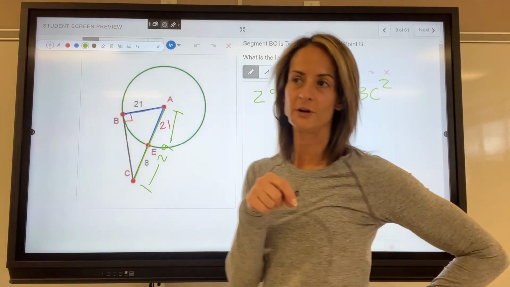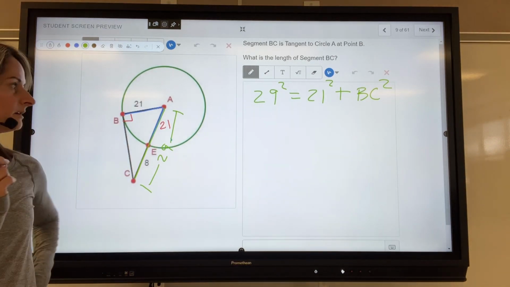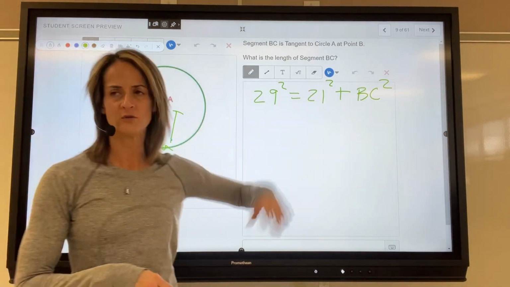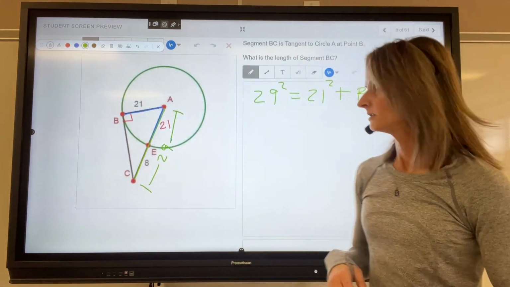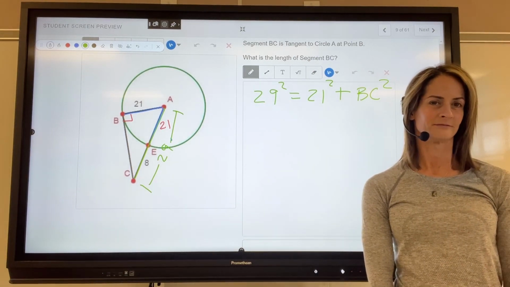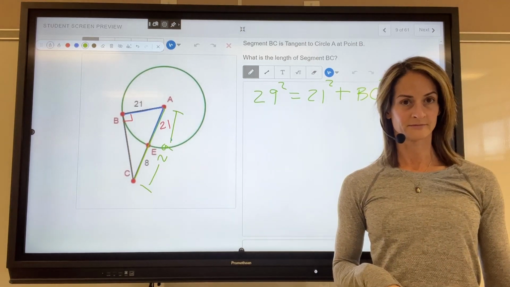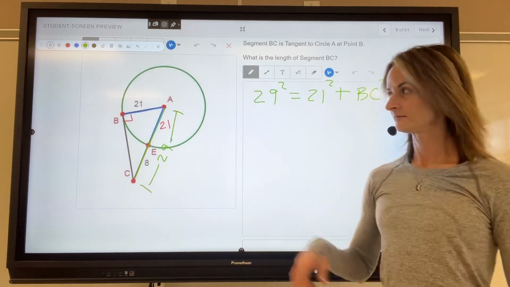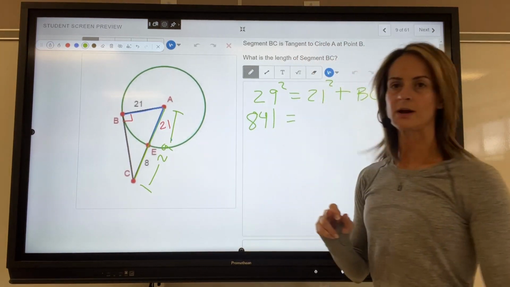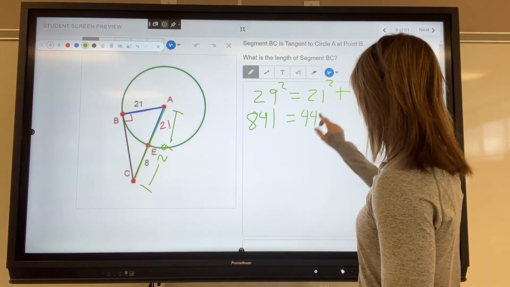You have to remember to put the 29 in for the C. You can't put it in for the A or the B. And it doesn't matter if you put the 21 first or the BC first, or if you just put an X there for BC, that's fine too. So that's our setup. Any questions on the setup? Okay. So what's 29 squared? 841. Excellent. 21 squared? I think that's 441. Yeah. Is that right? Yeah. Okay. Somebody's checking my work.